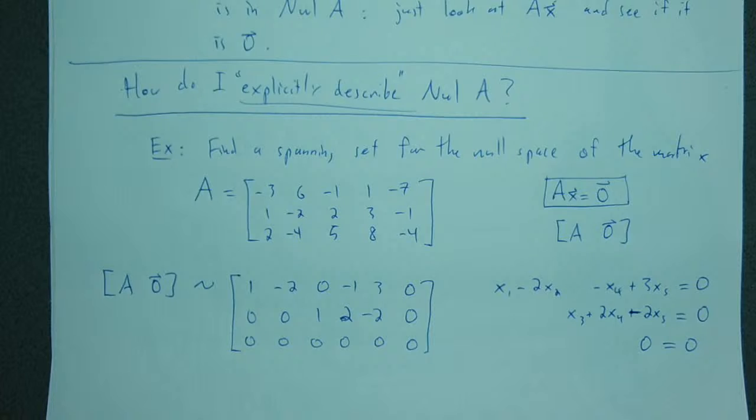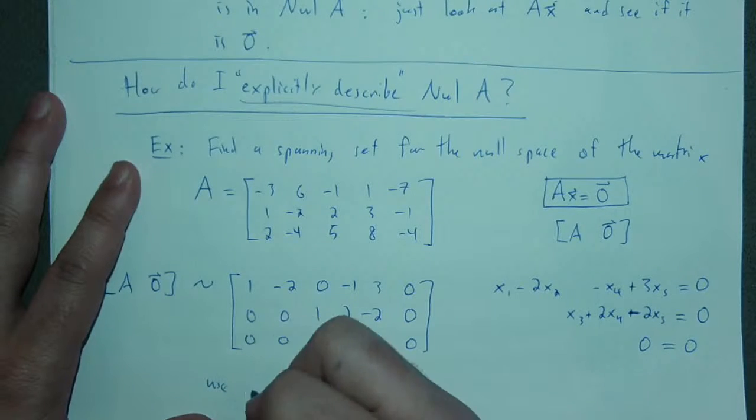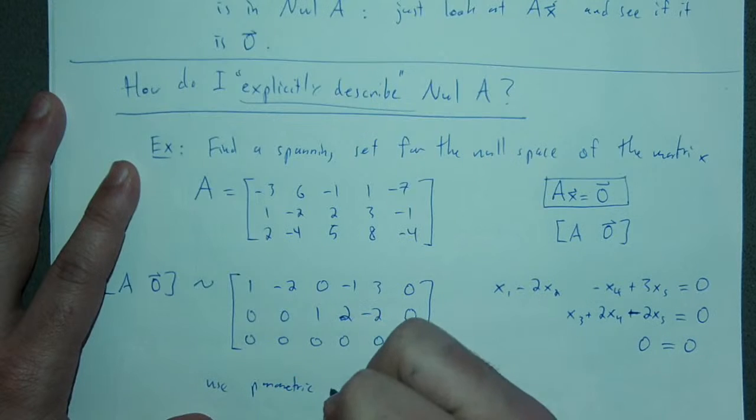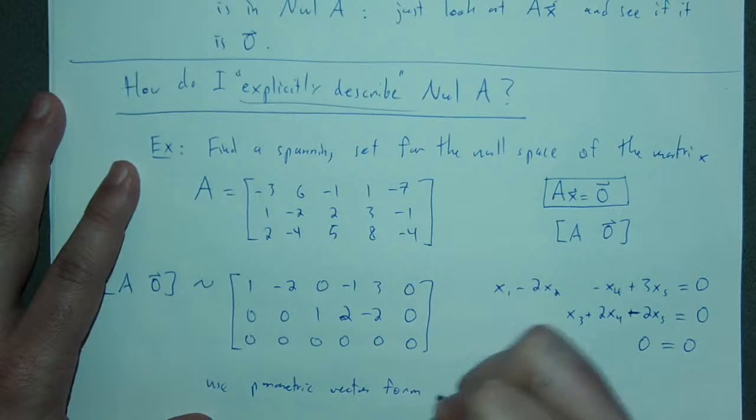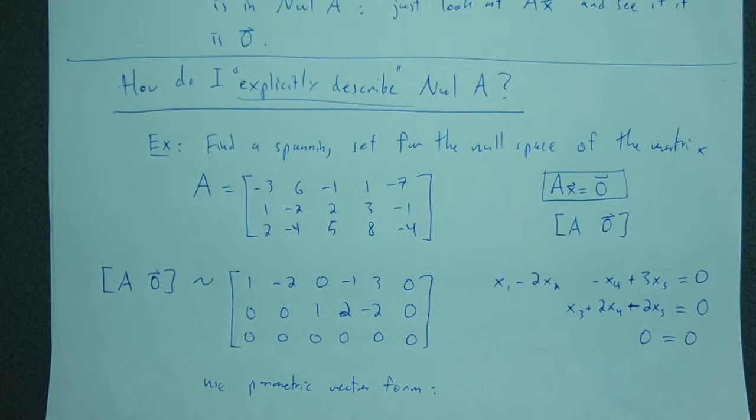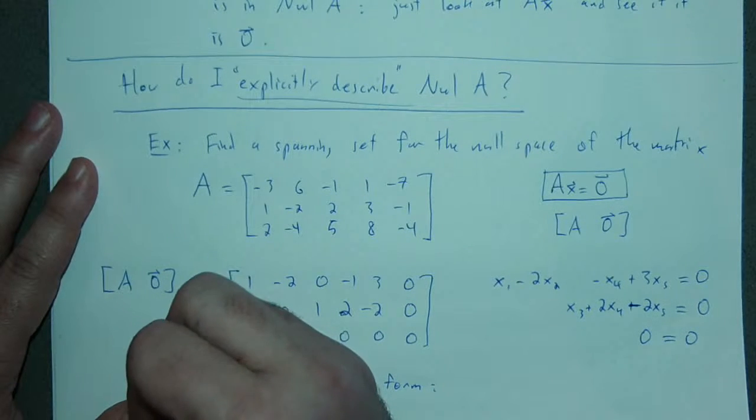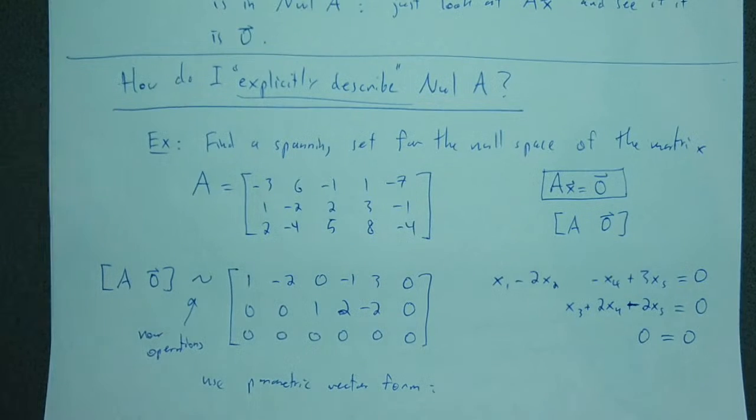So now I want to use the fact that I understand free variables and how to write this using parametric vector form. I want to use parametric vector form to solve for the basic variables in terms of the free variables. So how did I come up with the second matrix? I did row operations, except I did them mentally, and quickly. From now on, when we do row operations, they're going to be done like that. It's going to be assumed that you can do the row operations to get that job done.